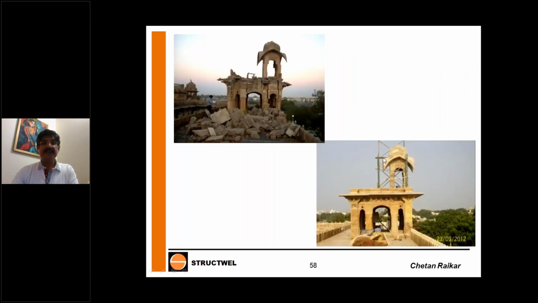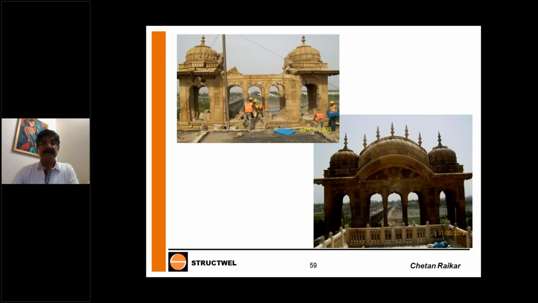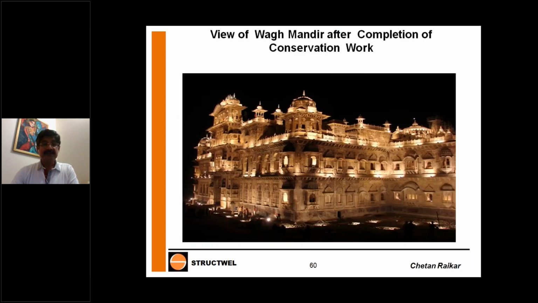This portion has partially collapsed. It was extremely difficult for the karigars also to do this. This is three-dimensional carving. Three-dimensional carving in stone was extremely difficult to manage. We failed 4 times, and the 5th time we could get it right. But then after that, the karigars were experts. So they reproduced the same thing at several locations. This is how it looks.